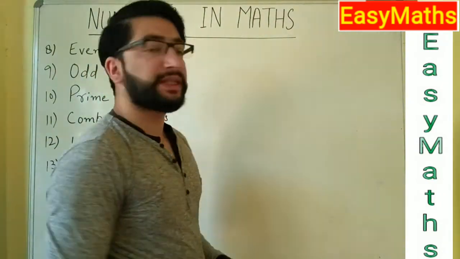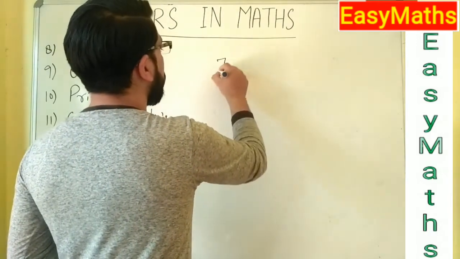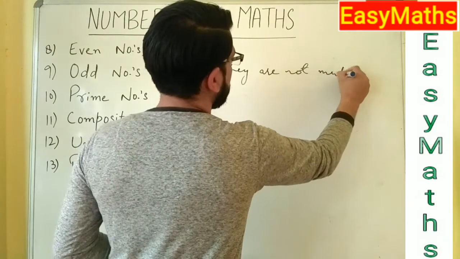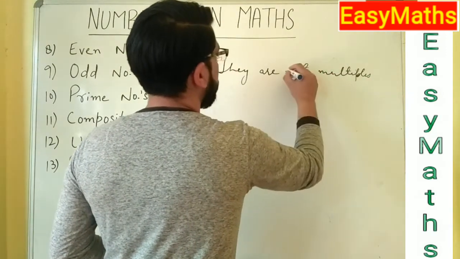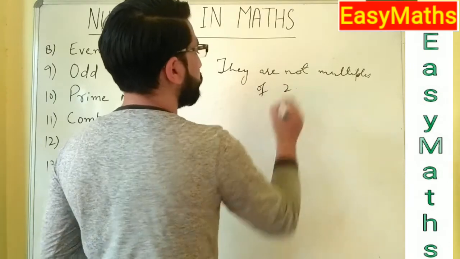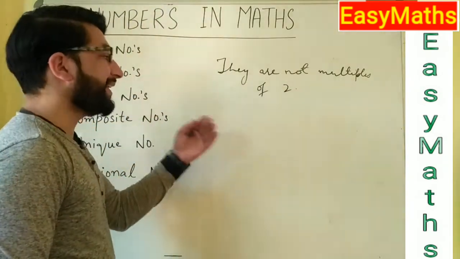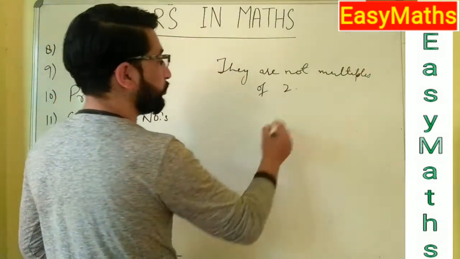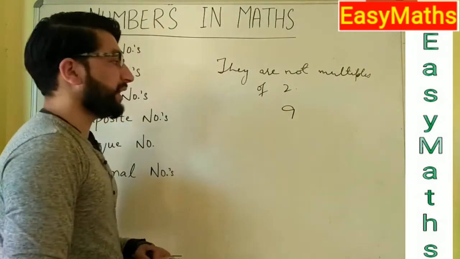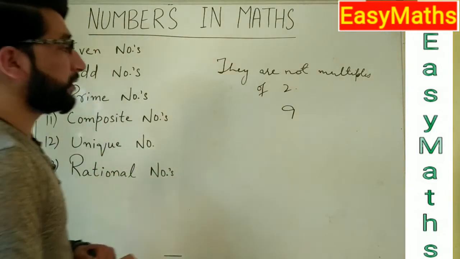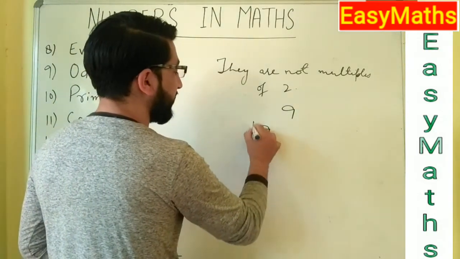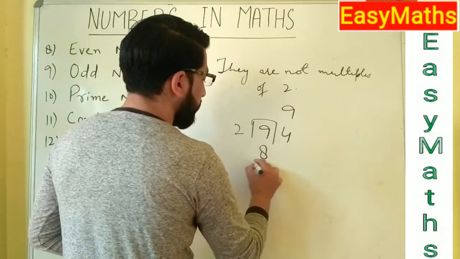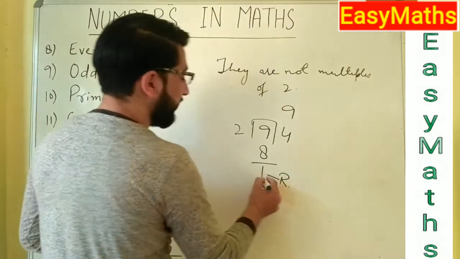What are odd numbers now? We can say that they are not multiples of 2, or we can say that they are not completely divided by 2. Suppose we have number 9. Is 9 an odd number or not? What we do? We divide this 9 by 2. When we divide 9 by 2, 2 multiplied by 4 is 8. Our remainder is 1, which is greater than 0.